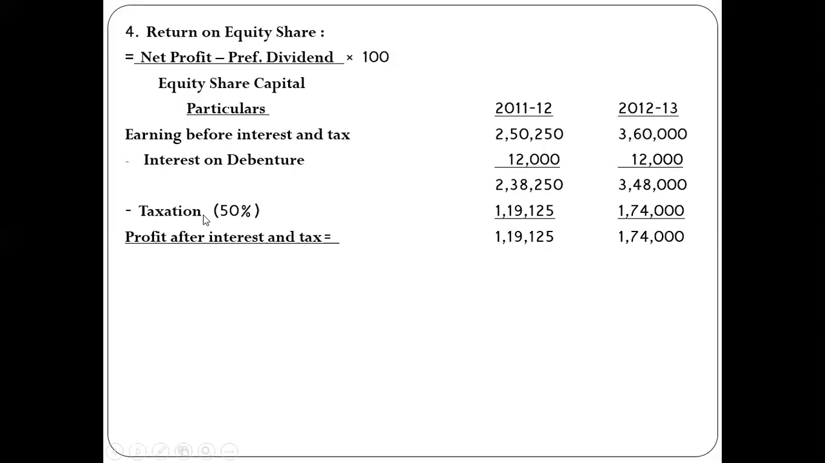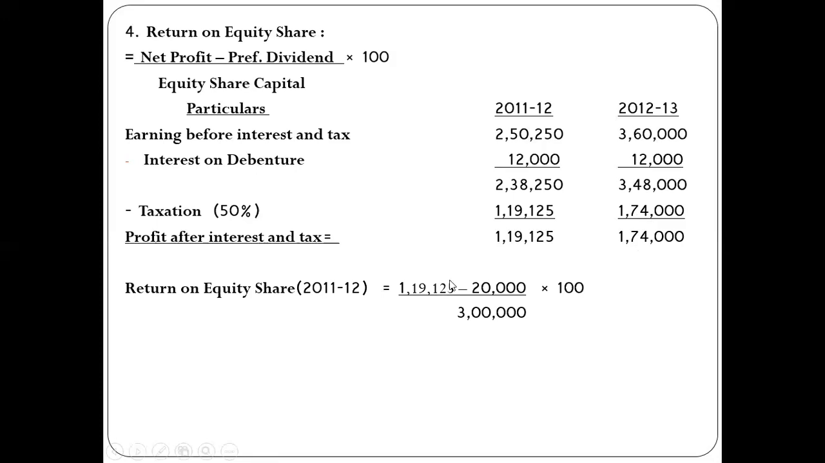Then we have to minus the taxation, that is 50%. So we will minus 1,19,125 and 1,74,000. Whenever we minus the 50%, we will get the same amount. So our answer will be 1,19,125 and 1,74,000. Now we'll keep the amount in the formula.